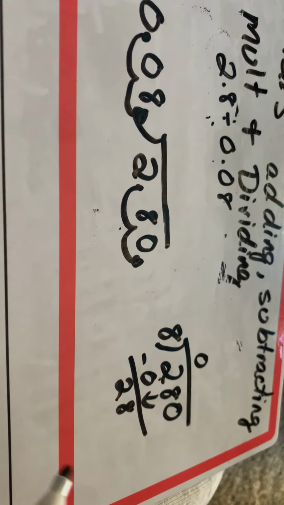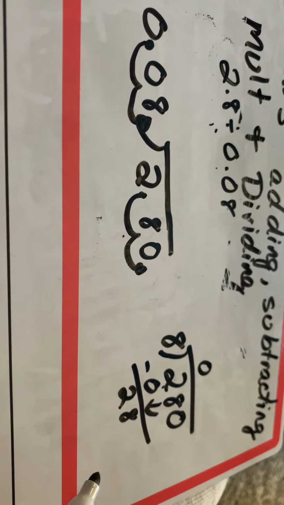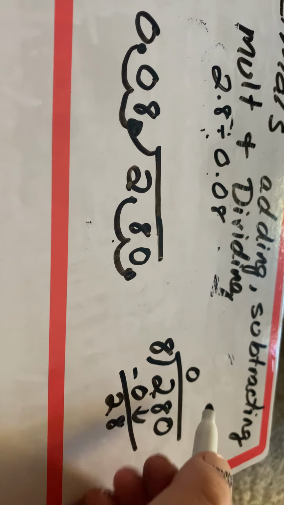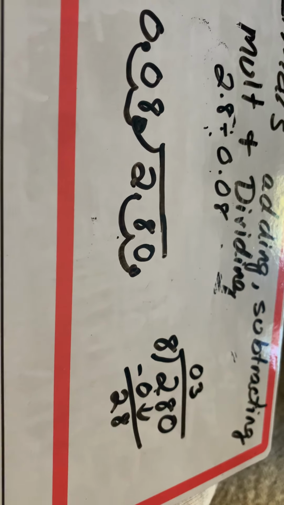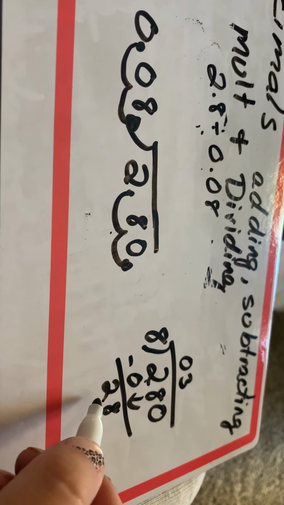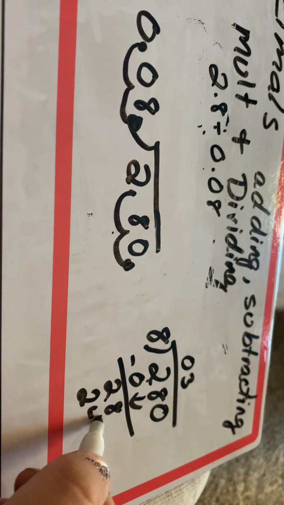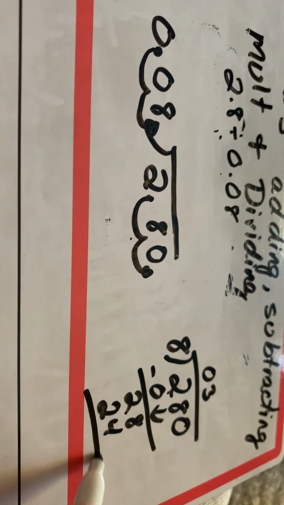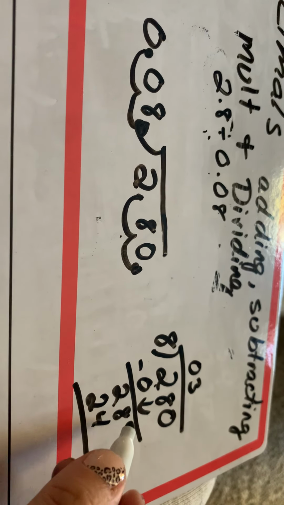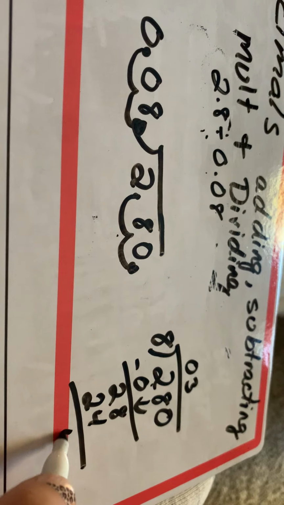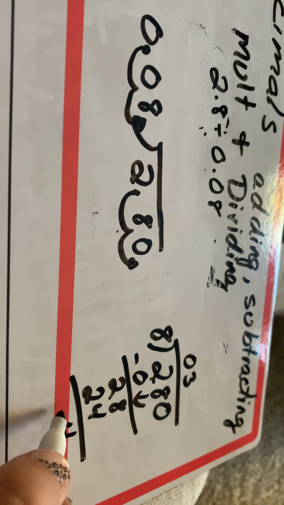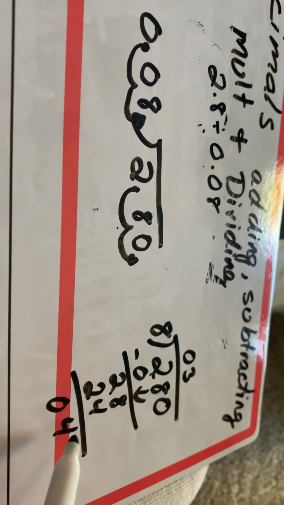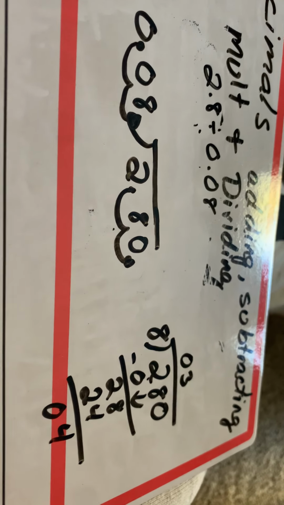8 goes into 28 how many times? 3, correct? 3 times 8 is 24. Okay, not bad. Well, now we have to subtract. 8 minus 4 is 4. 2 minus 2 is 0.